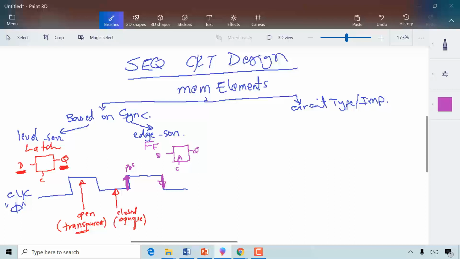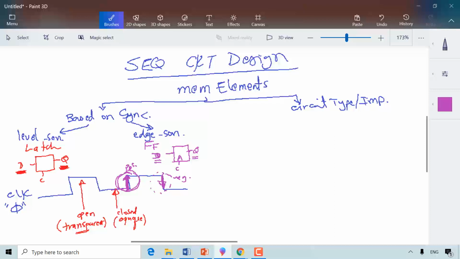So what do we mean by sensitive to the edge? It means that the Q value changes only at this edge if it is a positive edge. The Q changes with the value of D only at this time. Or if it is negative edge, at this time. Most of the flip-flops are positive edge, meaning the Q changes with the value of the D when the clock goes from low to high. That's a positive edge, and that's a negative edge.